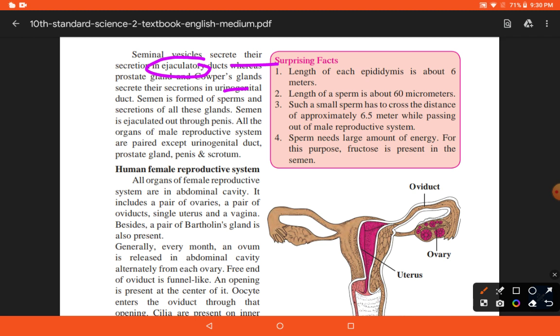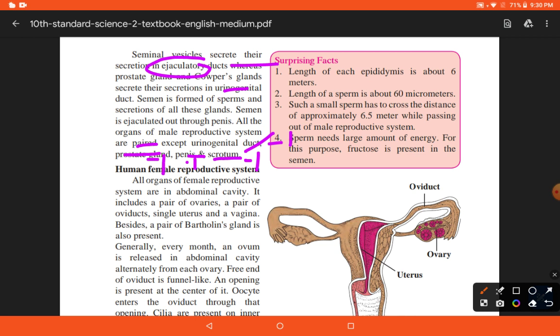Now all the organs are paired. All these male reproductive organs are paired except, you saw, the urogenital duct, only one was there, the prostate gland is only one, the penis is only one, the scrotum is only one. One covering is there, no, two coverings are there. So the urogenital duct, the scrotum, the prostate gland and the penis are single.